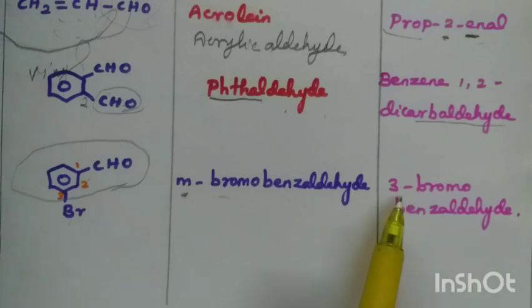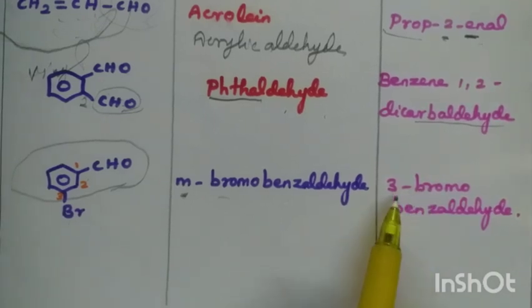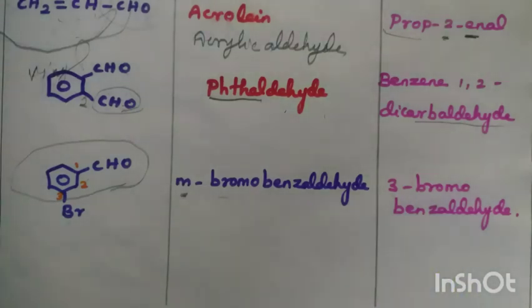While writing the IUPAC name, we have to mention the number, no? So at the third carbon, the bromo is there. So it is 3-bromobenzaldehyde. 3-bromobenzaldehyde.